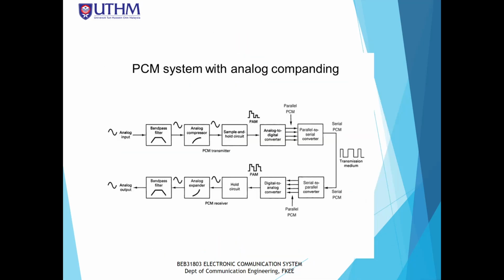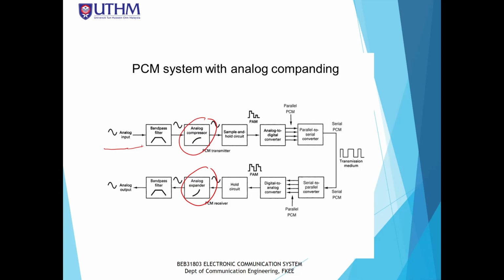PCM system with analog companding. The difference is that we have the analog compressor and also the analog expander at the receiver. For this we have the analog input, and we put it inside the band pass filter to select the desired frequency band, and then we put it inside the compressor to compress the signal according to the A law or mu law.